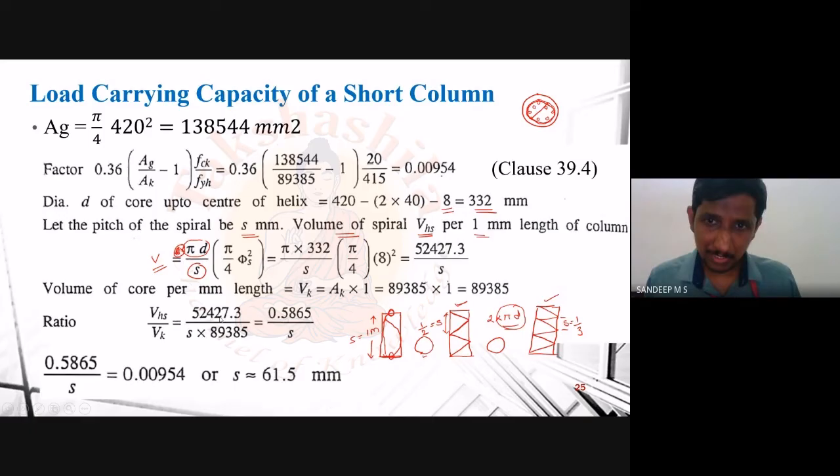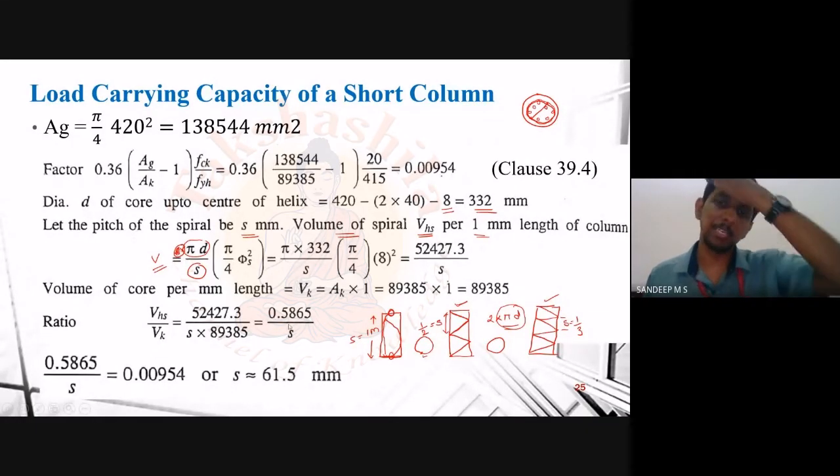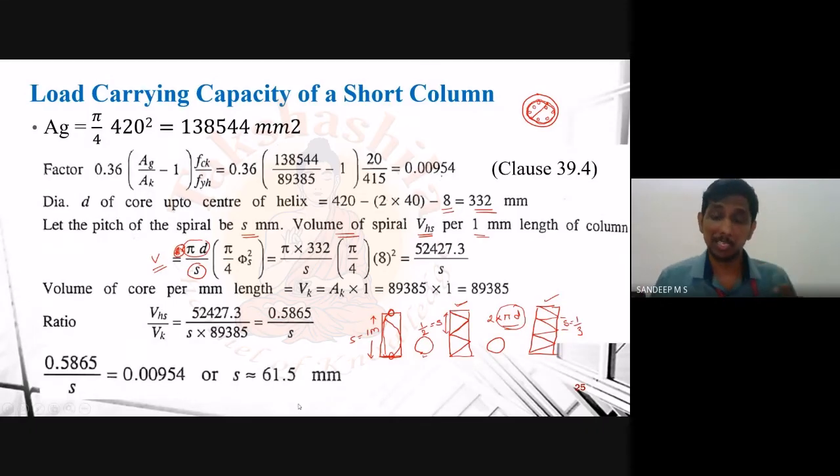So this is the ratio, that is 427.3 divided by S divided by 89385. That is what is done here. So you will get it as 0.5865 divided by S, and we will finally equate this to this factor, that is 0.00954 as per the code. From this you can calculate the center to center distance required. That is how we will find out the pitch here. That is the main difference.